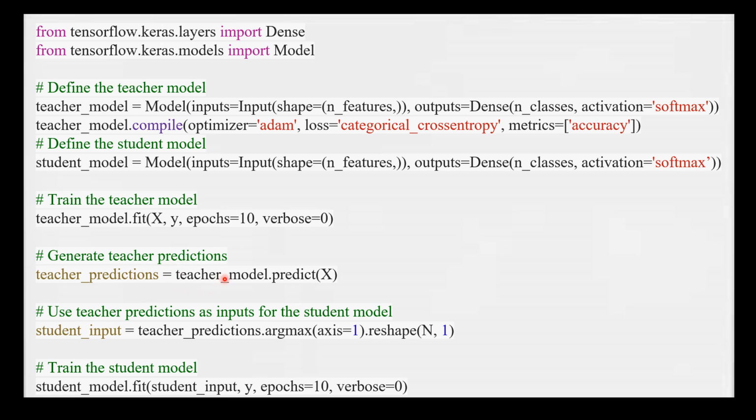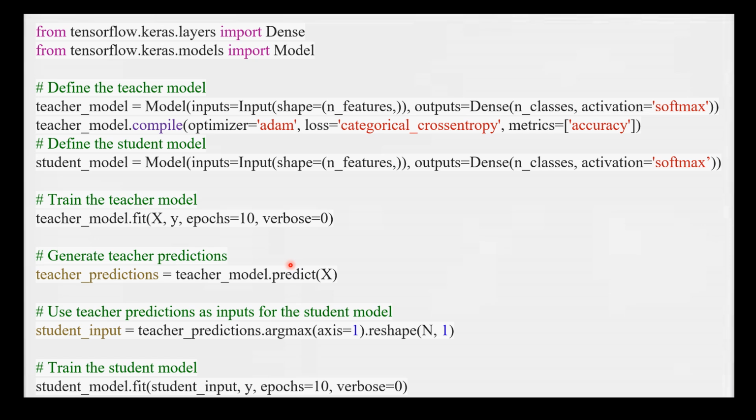After training the teacher model, we will use it to generate predictions for the student model. This process is called teacher forcing, where the student model is forced to make predictions based on the predictions of the teacher model. In this step, we use the teacher model to generate predictions for each sample in the data set and use these predicted class labels as input for the student model. By doing this, we are effectively distilling the knowledge of the teacher model into the student model.